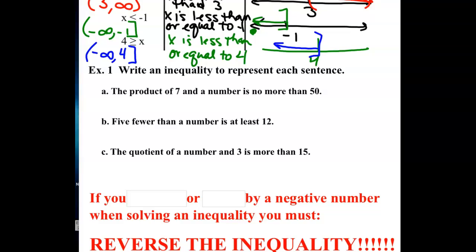The product of 7 and a number is no more than 50. What does product mean? Multiplication. So we're multiplying 7 and some number. What do you want to use for the variable? Okay. So we're saying 7 times x. And then what is no more than?